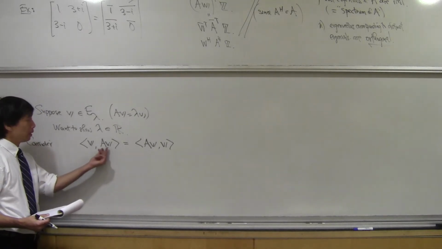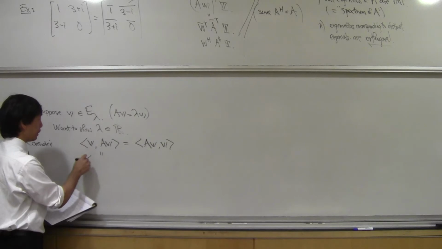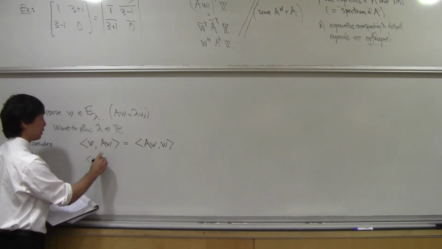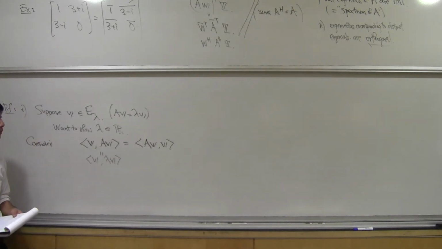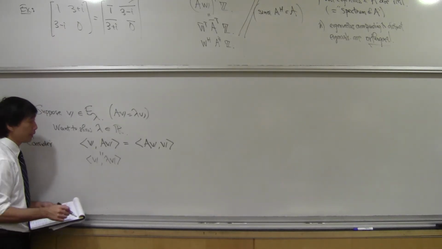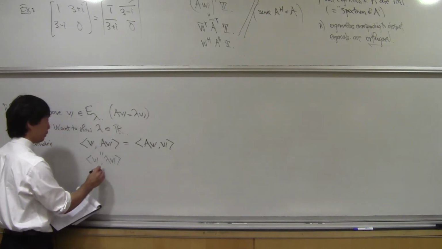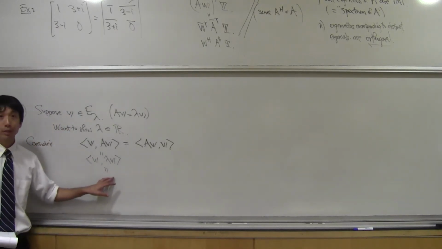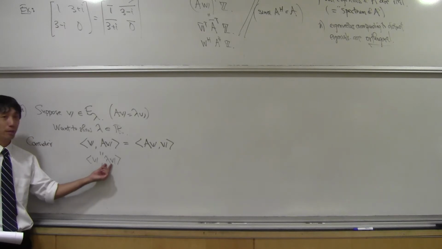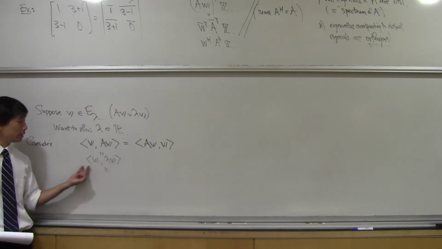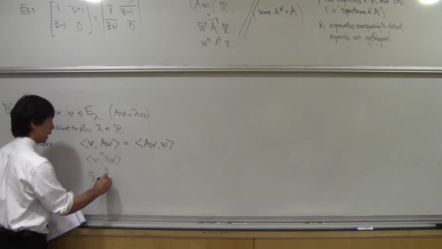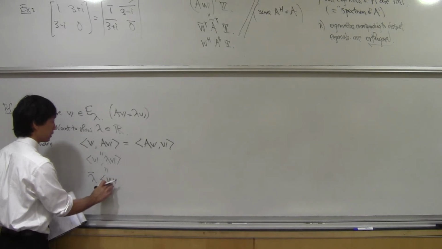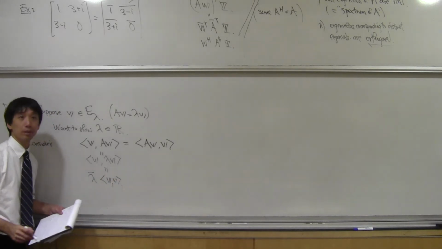But AV, remember, is lambda V. AV is lambda V. And then by conjugate linearity, when we pull out this lambda, we're going to get lambda bar times the magnitude squared of V.